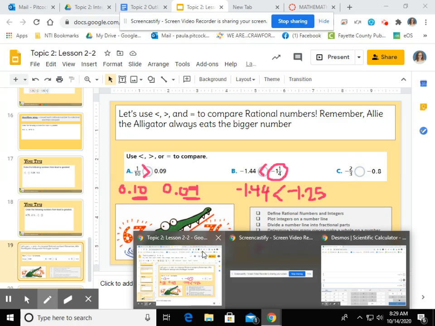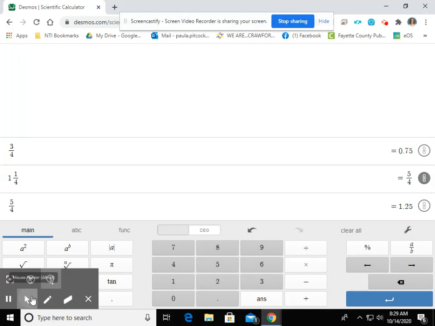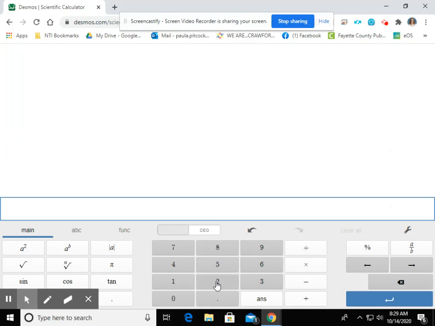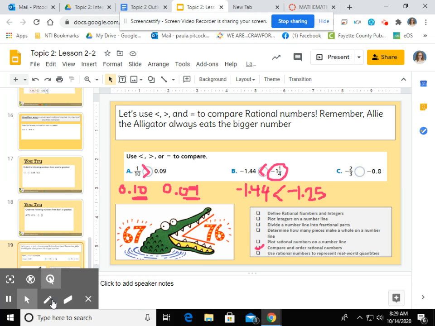Negative 2/3. Let's hope Ms. Pitcock doesn't get confused with her calculator. Okay, so I want to do negative 2/3. So I'm going to do 2 divided by 3 for 2/3, and it gave me 0.6 repeating. So I have negative 0.6 repeating, and then I have a negative 0.8.